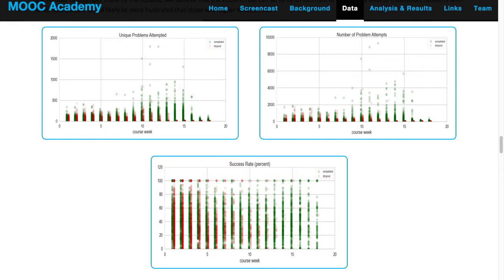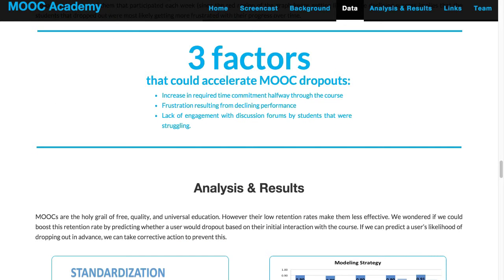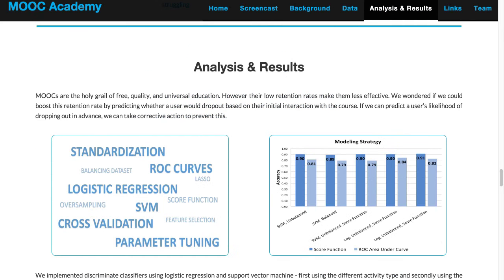Starting from week 10, the number of problems solved by users that ended up dropping out continued to decrease steadily. You can see that for dropouts, there's a continued decline both in the success rate with problems and in the number of people that attempted problems each week. Our exploratory data analysis so far leads us to these three factors that could accelerate MOOC dropouts.